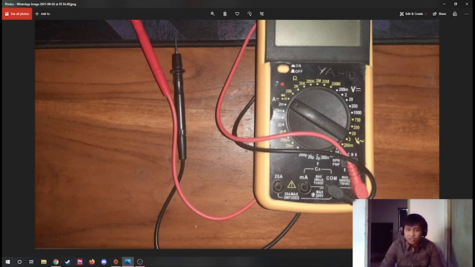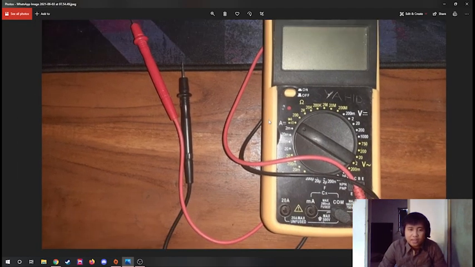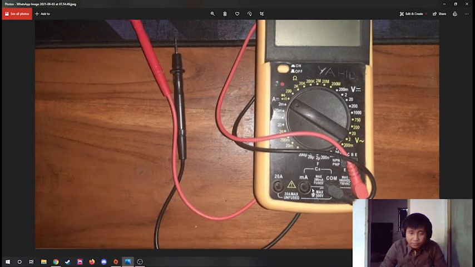And then there is this one covered by the probe. This is the transistor measurement, to measure the quality of the transistor, or whether the transistor is broken or not. And then I think that's it for the components themselves.